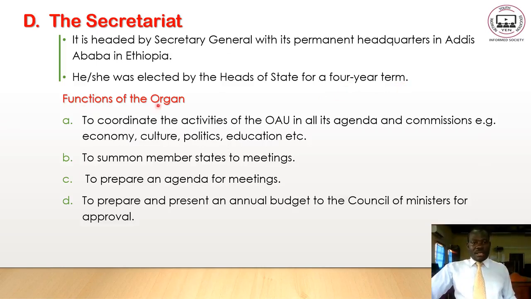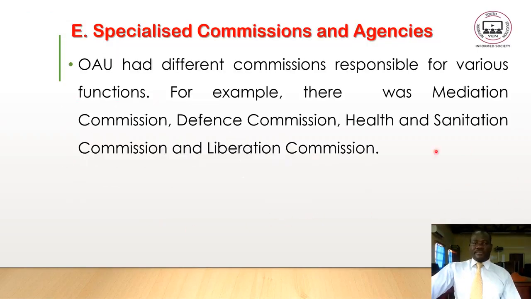Functions of the Secretariat: to coordinate the activities of the OAU in all its agenda and commissions, for example economy, culture, politics, education, and many others. And also to summon member states to meetings, to prepare an agenda for the meeting, and to prepare and present an annual budget to the Council of Ministers for approval. So the Secretariat was like the central administrative office.